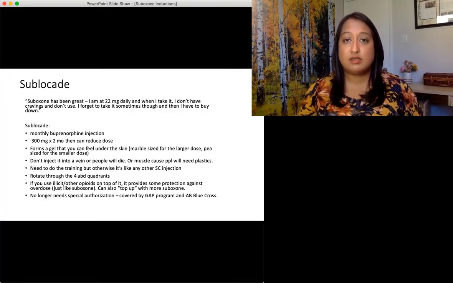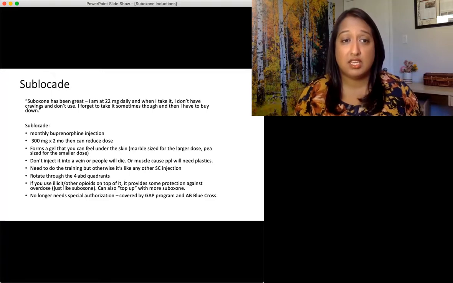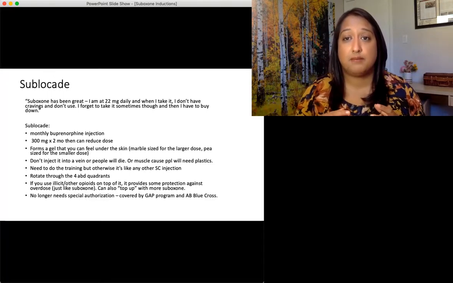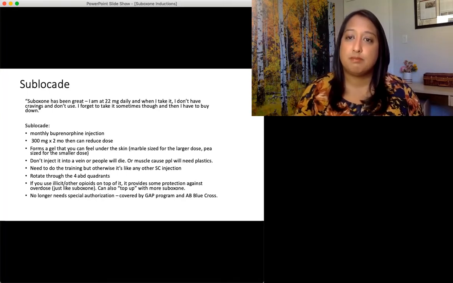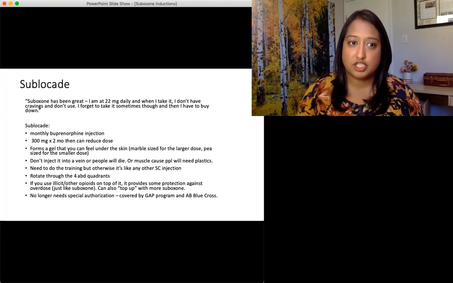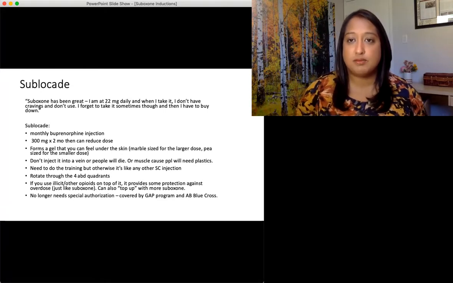Okay, and so let's talk about Sublocade. Sublocade is for when patients have been stabilized on Suboxone. It's a monthly buprenorphine injection, subcutaneous in the abdomen. It has to be in one of the four quadrants of the abdomen.